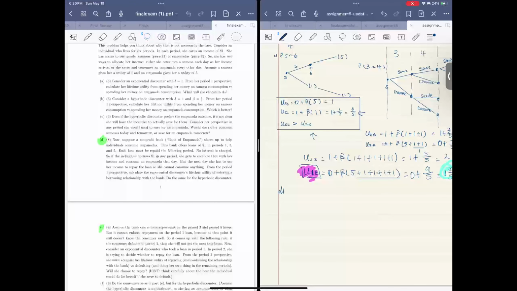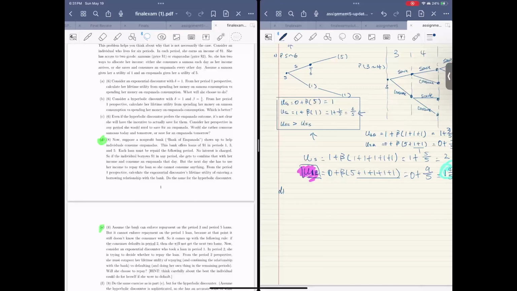No interest is charged. So if the individual borrows $1 in any period, she gets to combine that with her income and consume an empanada that day. But the next day, she has to use her income to repay the loan, so she cannot consume anything. From period one's perspective, calculate the exponential discounted lifetime utility of entering a borrowing relationship with a bank. Do the same for a hyperbolic discounter.